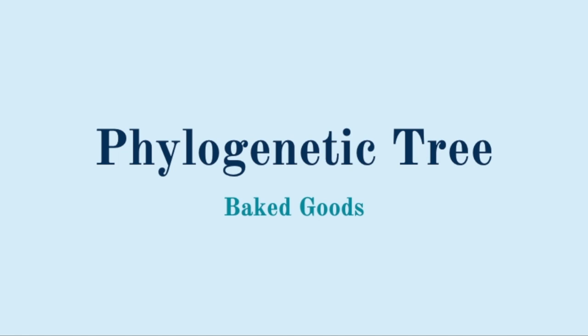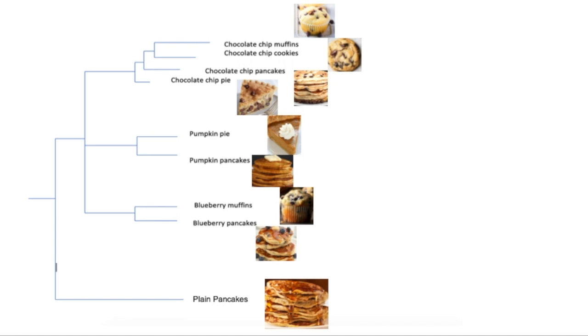For my phylogenetic tree, I created one with baked goods. As you can see, it is separated by the flavors of each baked good item. We have chocolate chip items, pumpkin items, blueberry items, and then plain items. Each of these items are somehow related, and they are organized by their flavors, but each flavor has similar baked goods that are related and therefore connected in this phylogenetic tree.